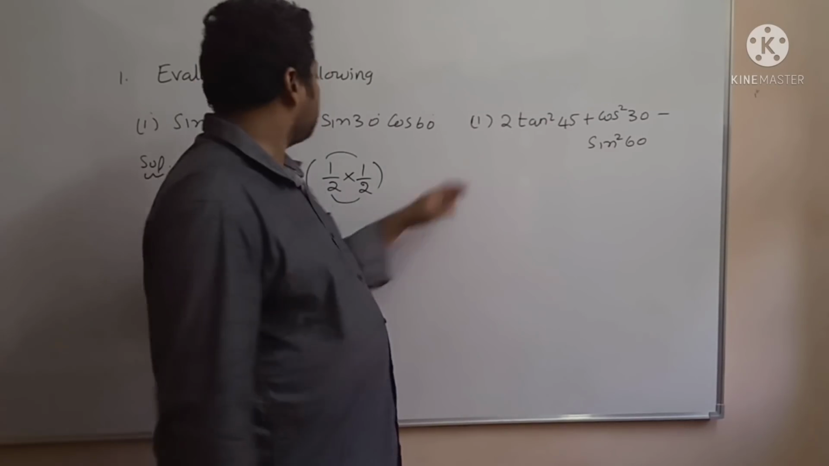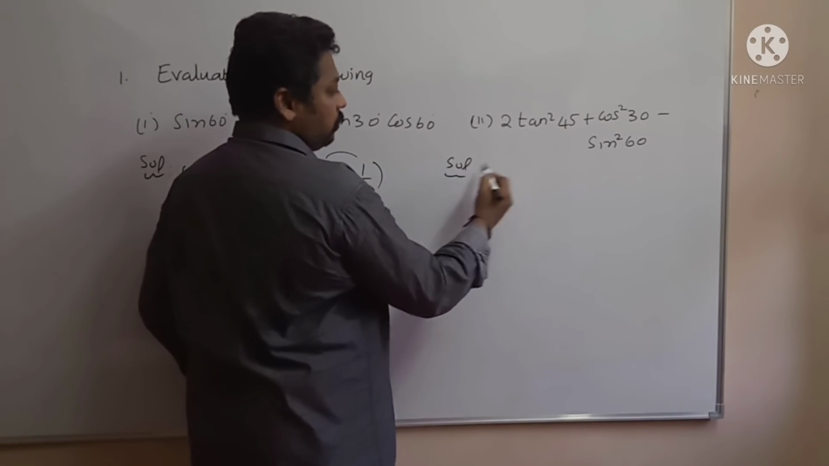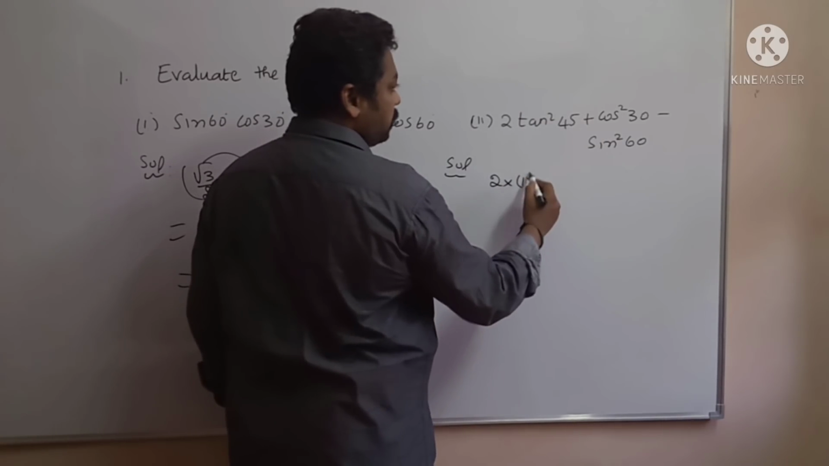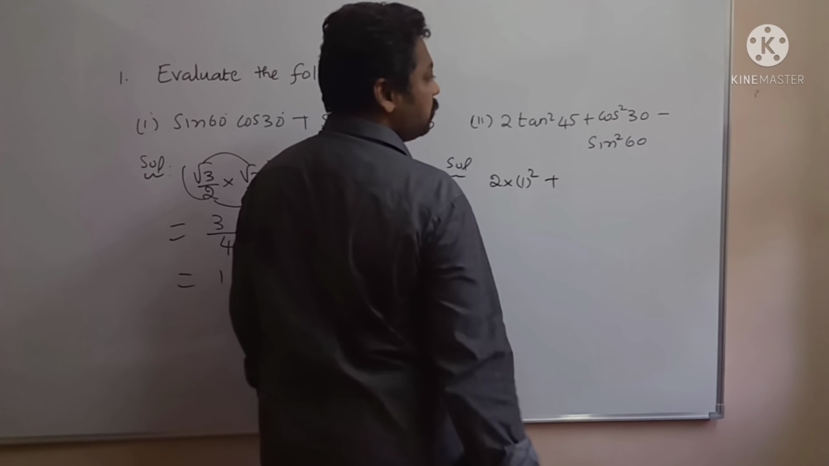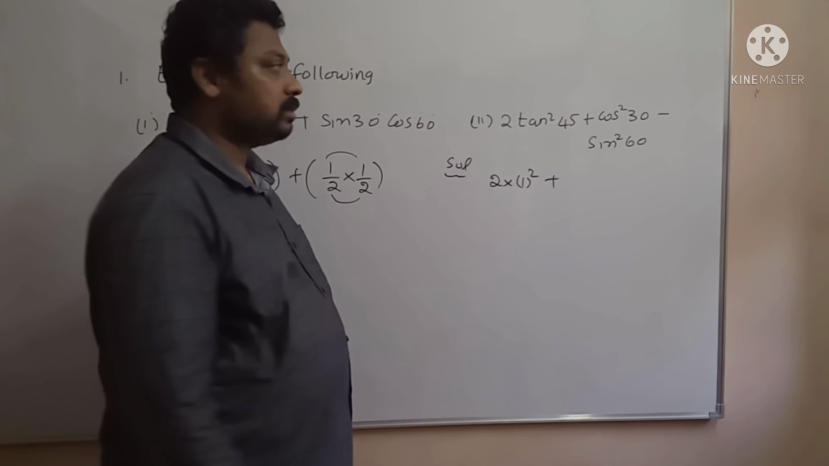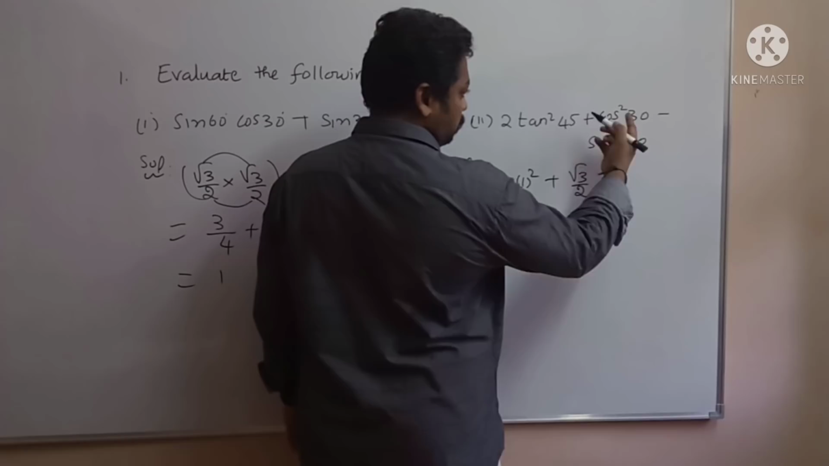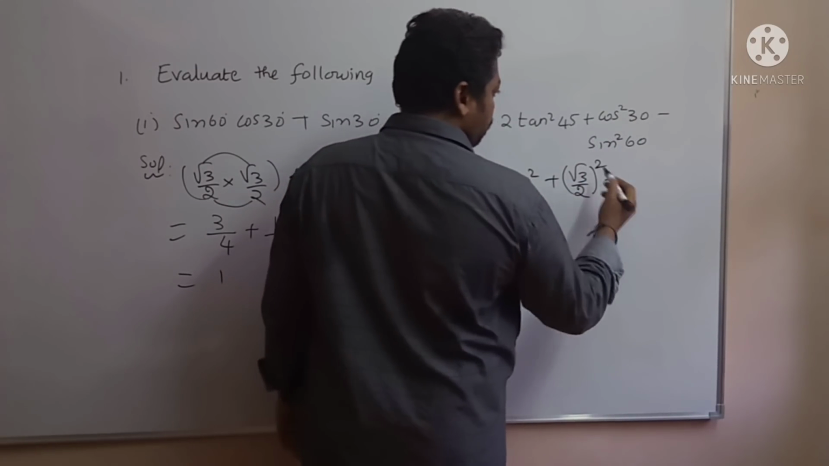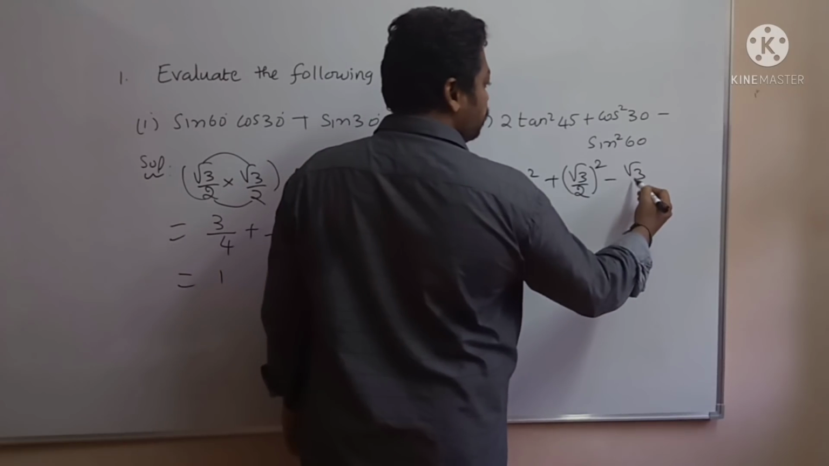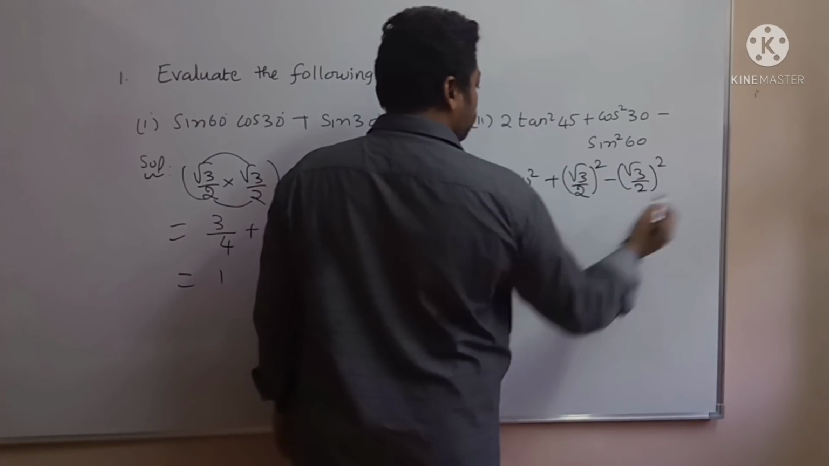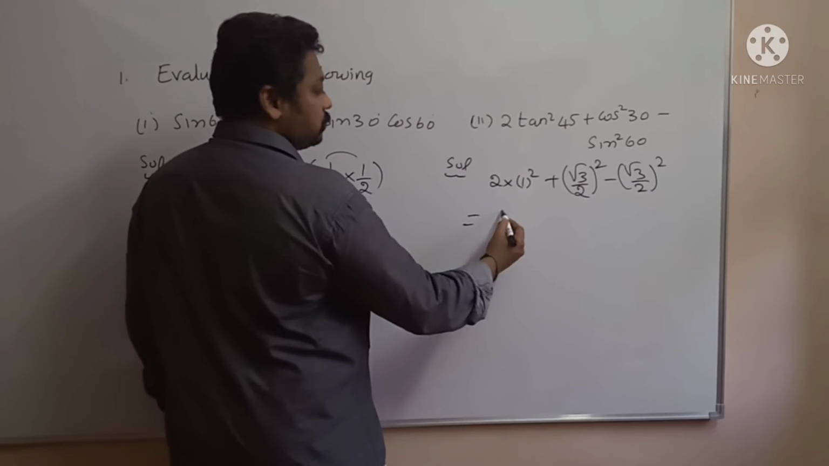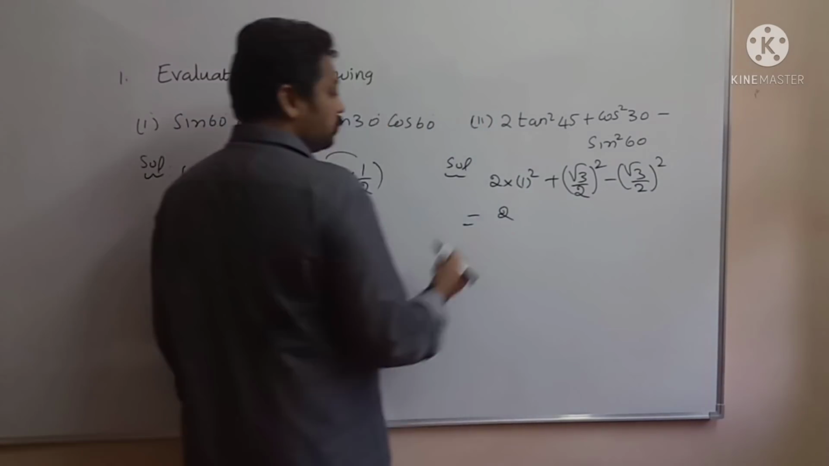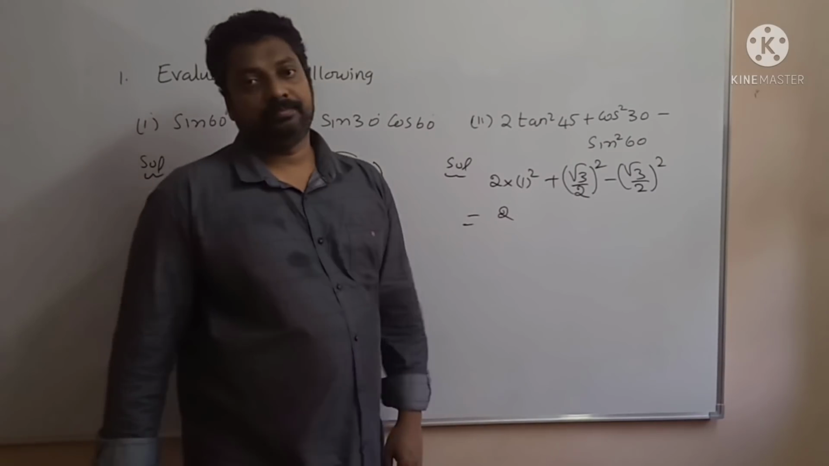Coming to the second problem. So 2 tan square 45. So 2 into tan 45, which is 1, square. Plus cos square 30. What is cos 30? It is sin 60, that is root 3 by 2. So square is given, so root 3 by 2 whole square. Minus sin 60 is again root 3 by 2, so root 3 by 2 whole square. So 2 into 1 square is 2. Root 3 by 2 whole square minus root 3 by 2 whole square got cancelled. So the answer is 2.